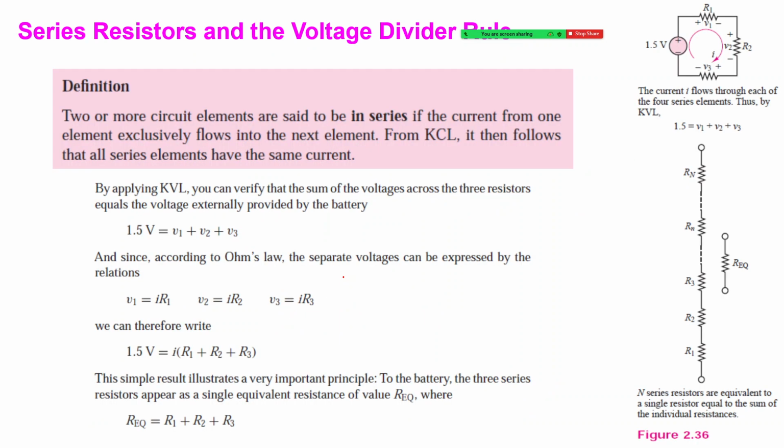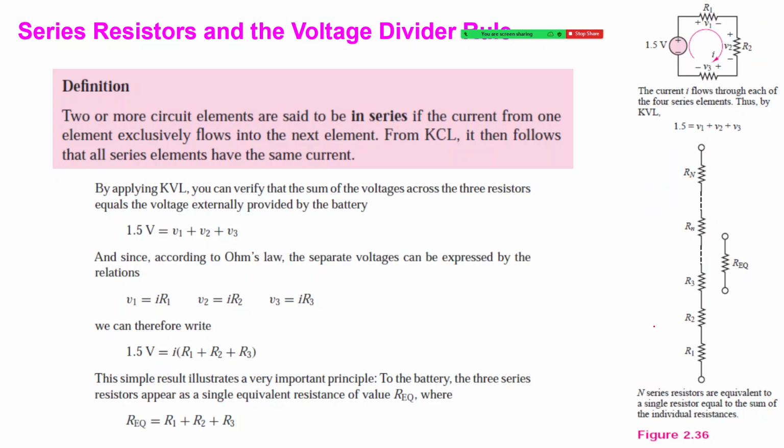Okay, now let's talk about the series resistance, voltage divider, and parallel resistor and current divider. Okay, by definition, two or more circuit elements are said to be in series, connected in series like this, if the current from one element exclusively flows into the next element, all current flowing from this element flows to the next element, without any loss. From KCL it then follows that all series elements have the same current, right?